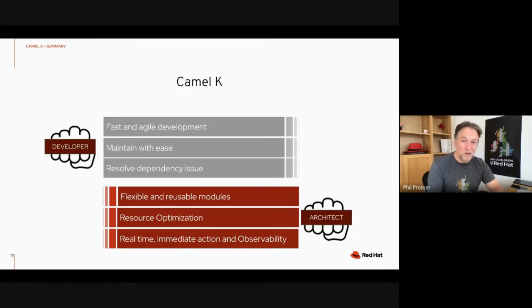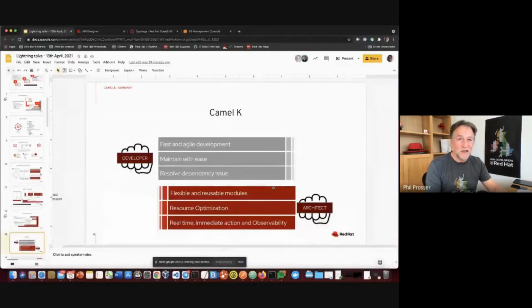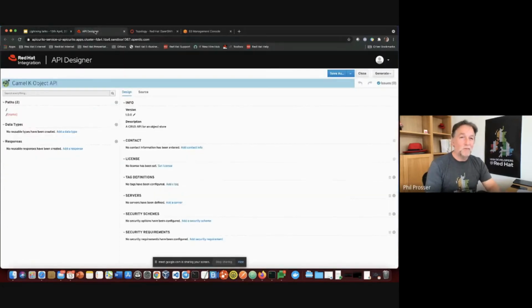So without further ado, and I think I've given myself time, which is cool, I just want to quickly show you Camel K in action. What I've got is a little API. To show you that API, in Red Hat Integration deployed to my cluster, we have a visual API designer that will create nice OpenAPI definitions. And here is the actual API that we're going to execute on OpenShift in a few moments.